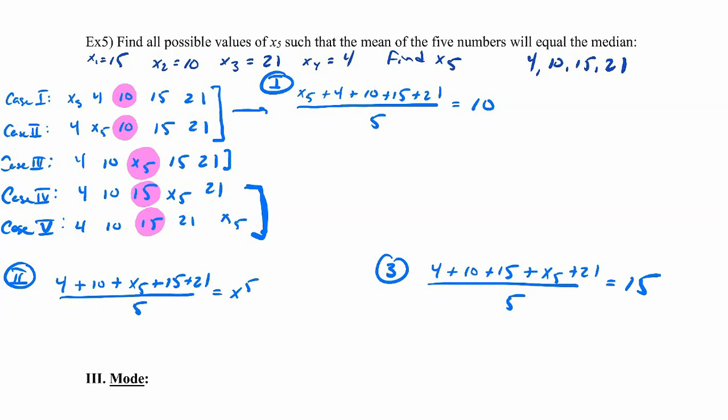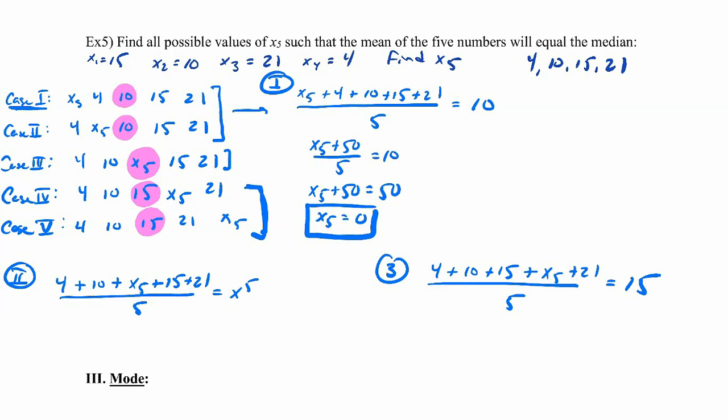add everything up here. 25 and 25 is 50, so we get (X5 + 50)/5 = 10. Multiplying by 5 and subtracting, we get a potential low value of 0. That's one value that could be acceptable here. Okay, and we'd really look like case 1 in the ordering.